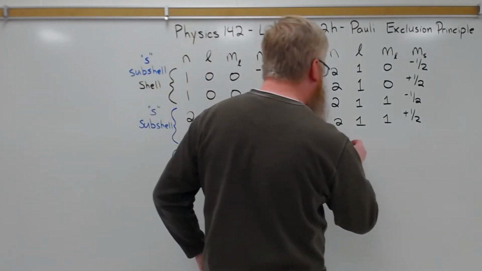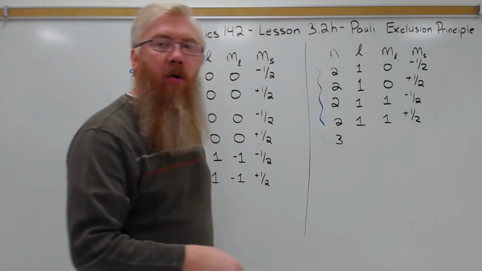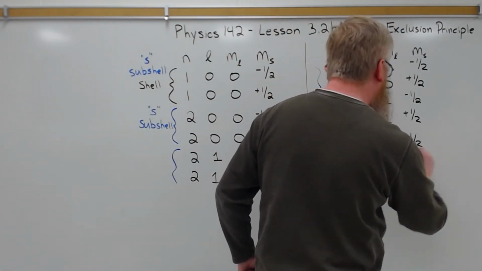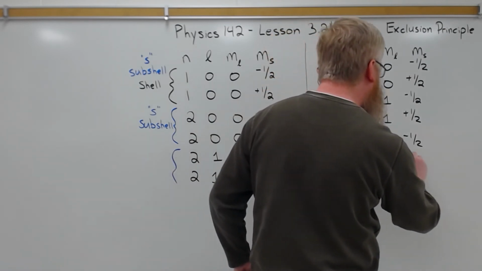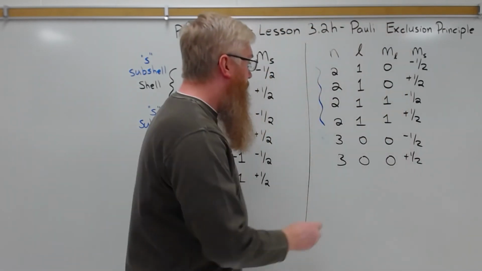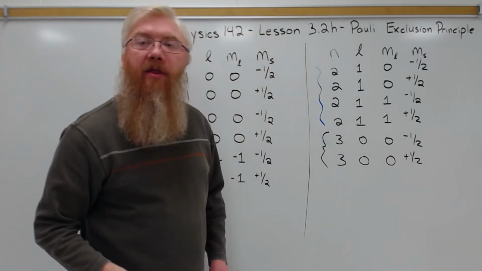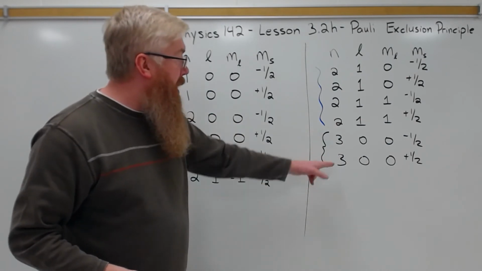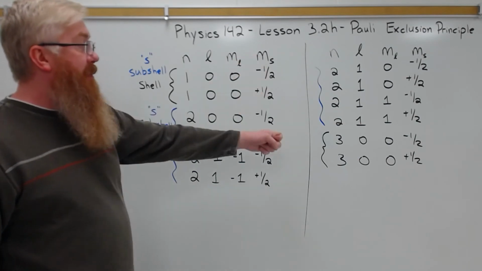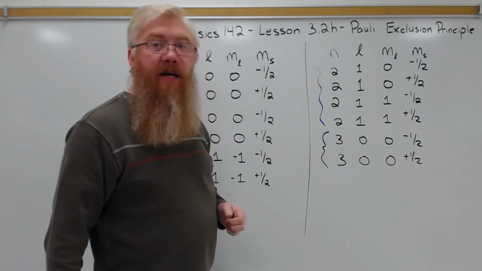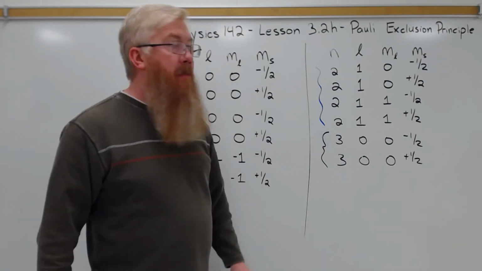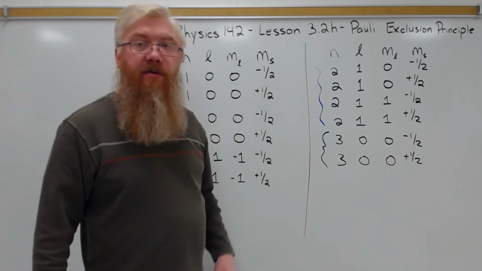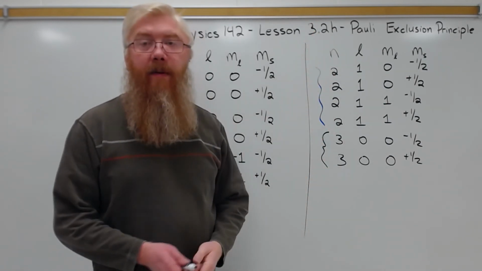Because n could be 3 now. L could be 0, 1, or 2. I'll start with 0. If L is 0, M sub L is 0. We have spin down, 3, 0, 0, spin up, plus 1/2. So here is a 3s subshell. Continuing on, we would do the same steps as before. All the L equals 1 possibilities will give us the P subshell, and then L could be 2 when n equals 3, and I have 10 more possible electron positions.